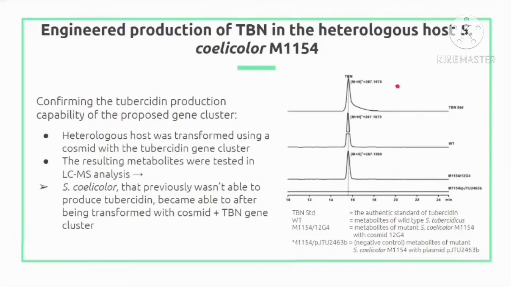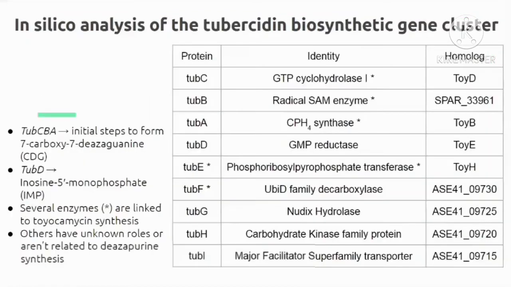As you can see, the peak in the third is very similar to the first and second. So we can be sure that the metabolite of the transformed S. coelicolor really is tubercidin. So S. coelicolor, which previously wasn't able to produce tubercidin, became able to after being transformed with the cosmid that contains the TBN gene cluster. With these results, we can be confident that it is very likely that this gene cluster is indeed responsible for the tubercidin biosynthesis. As for the in silico analysis, Tub-C, B, A were identified to be responsible for the synthesis of CDG.